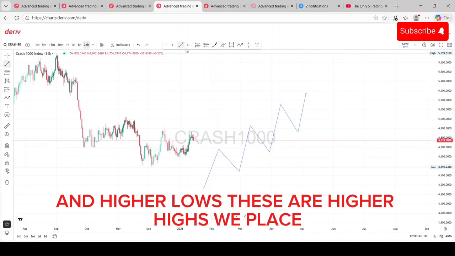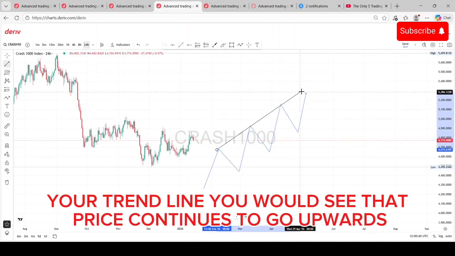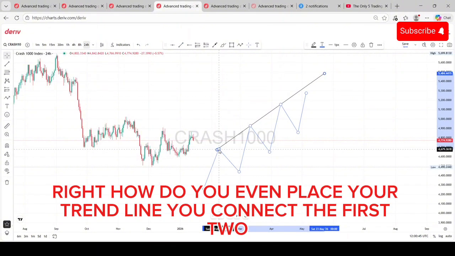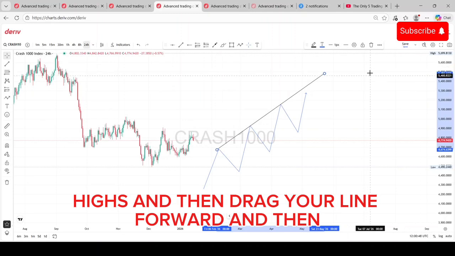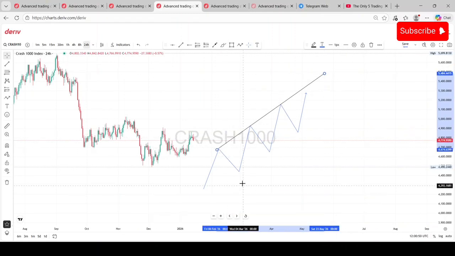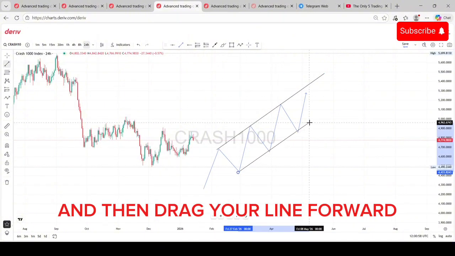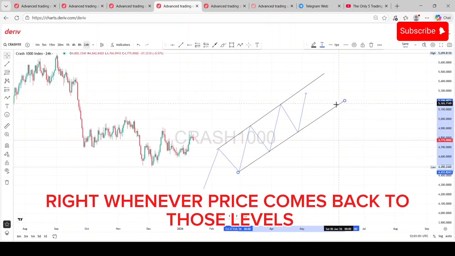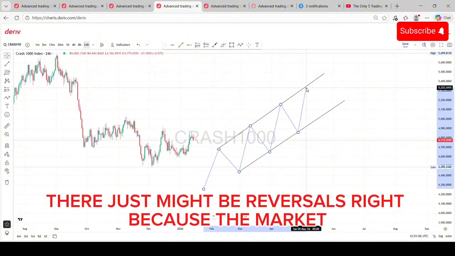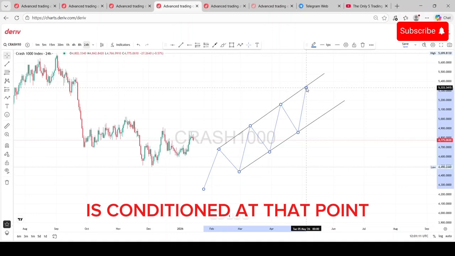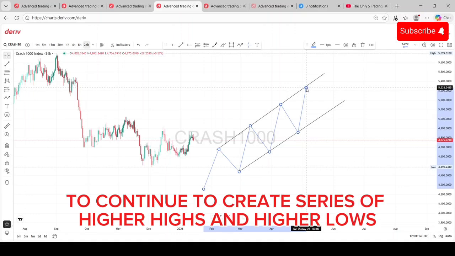These are higher highs. If you place your trend line, you would see that price continues to go upwards, right? How do you even place your trend line? You connect the first 2 highs and then drag your line forward, and then for the higher lows, you simply do the same thing, connect your first 2 higher lows and then drag your line forward, right? Whenever price comes back to those levels, there just might be reversals, because the market is conditioned at that point to continue to create a series of higher highs and higher lows.